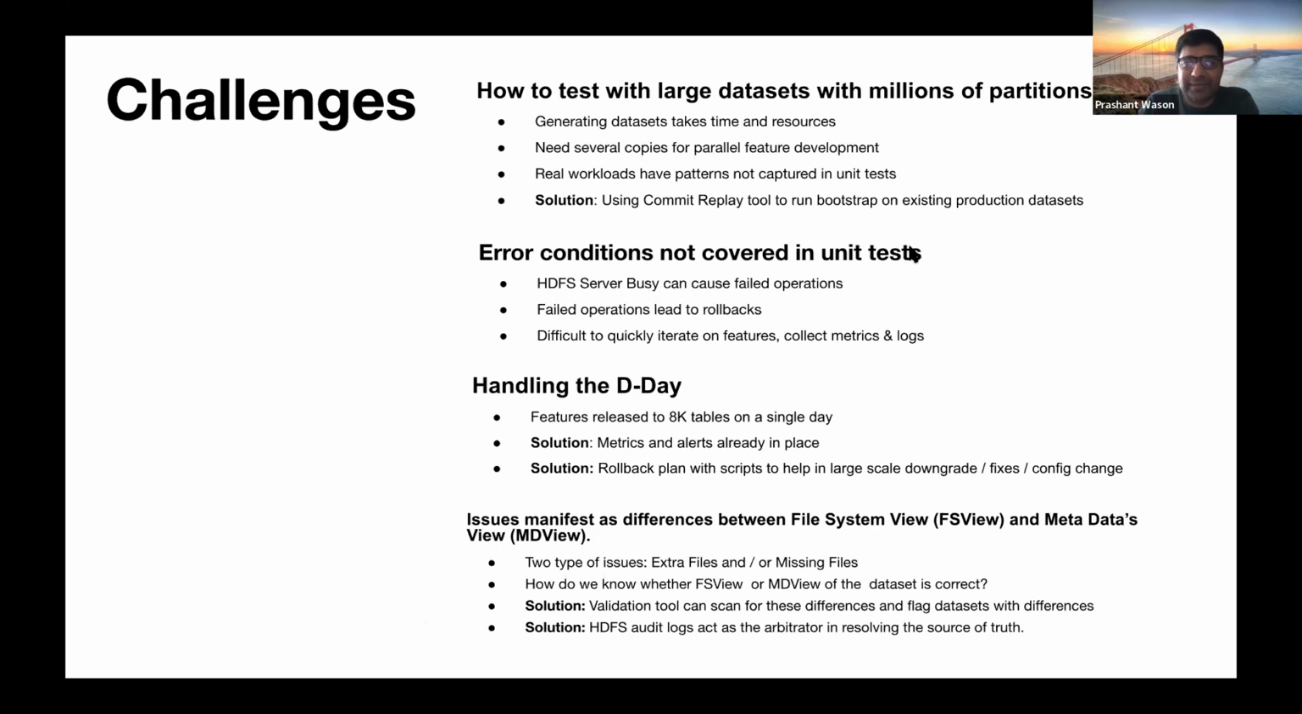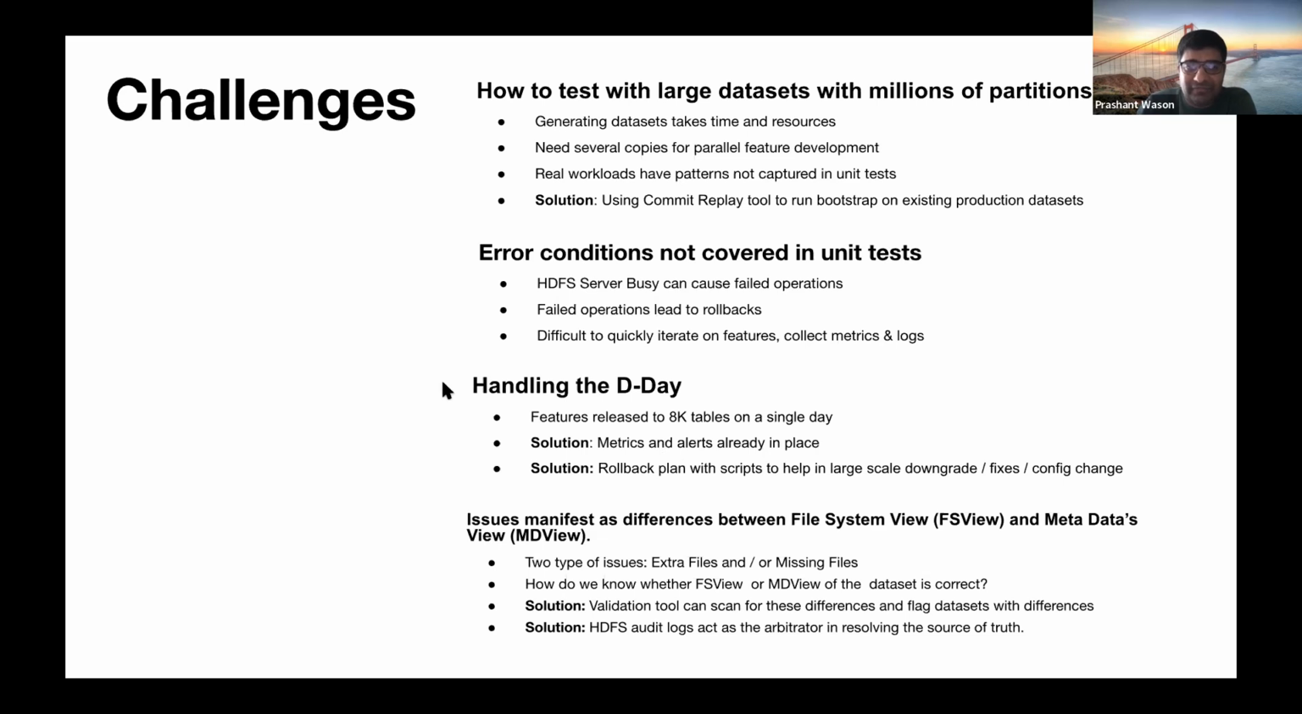So we created this replay tool, which can help run these experiments on existing data sets without affecting these data sets. That really helped us. We also found that error conditions are not covered through the unit tests in Hudi, like all the SDFS issues, like server busies, network issues. Sometimes the files don't close. Sometimes the files don't get created, renames fail, things like that are not covered. And we found many of these issues in production. We could quickly identify and fix them also because of the validation tool we have. And because the bootstrap process is really optimized, we could quickly recover from such issues.